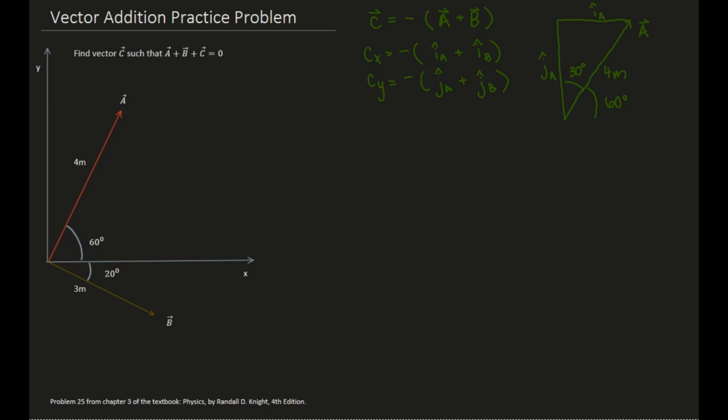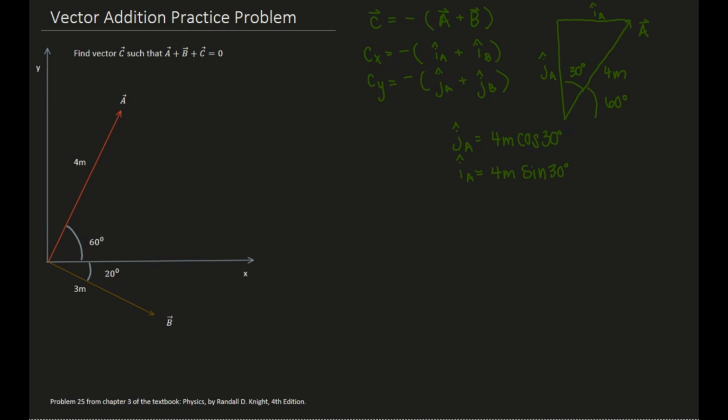And I'm going to use trigonometry to figure out what those are. So the cosine is the adjacent over the hypotenuse. So my j hat sub A is going to be equal to 4 meters times the cosine of the inner angle, that 30 degrees. And my i hat component for this specific vector is the opposite side, so it's going to be equal to 4 meters times the sine of that 30 degrees. And those are my two corresponding components for my first vector.